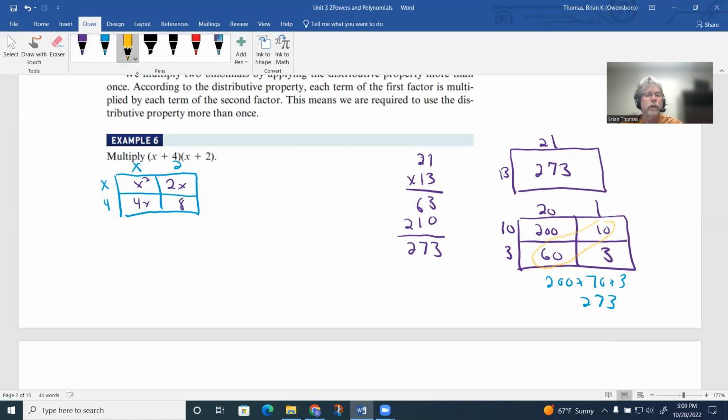And notice how, again, the diagonals are like terms. So our answer becomes x squared plus 6x plus 8. So that would be another way to do it.